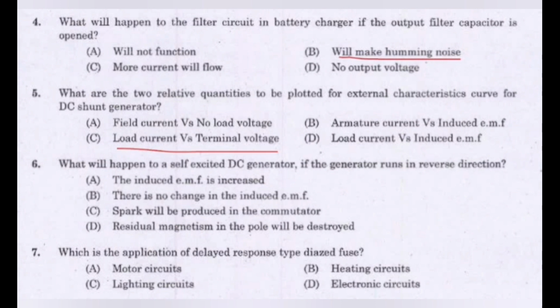Question number 6. What will happen to a self-excited DC generator if the generator runs in reverse direction? Option A, the induced EMF is increased. Option B, there is no change in the induced EMF. Option C, spark will be produced in the commutator. Option D, residual magnetism in the pole will be destroyed. Answer is option D, residual magnetism in the pole will be destroyed.